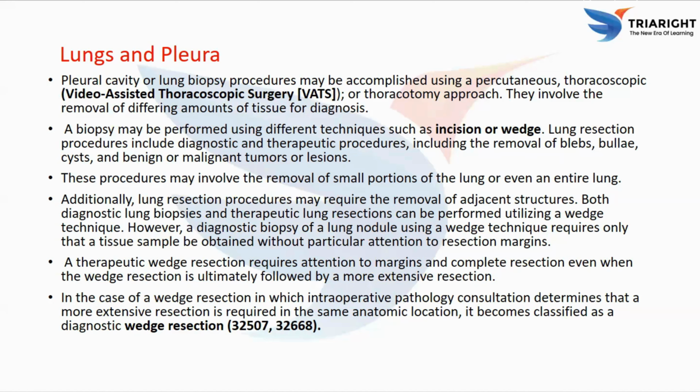And next is intraoperative pathology, which is very important. During surgery, tissue may be sent for immediate pathology. If pathology shows malignancy and more extensive resection is required in the same area, then the initial wedge resection is classified as a diagnostic wedge resection. So when a wedge resection becomes diagnostic due to intraoperative findings, it is reported using CPT codes 32507 and 32668. This is used whenever the wedge resection leads to a decision for more extensive resection in the same anatomic location.